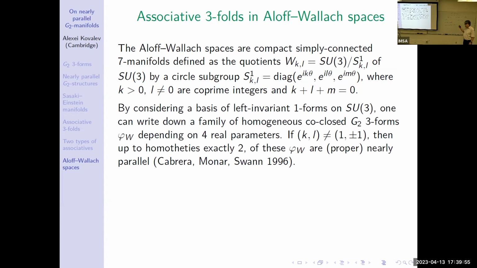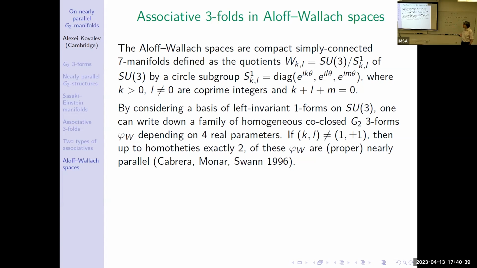Now, since it's a quotient of a Lie group SU3, we can use a basis of left-invariant one-forms. We can choose it in such a way that one of the basis elements corresponds to a one-dimensional subgroup, a basis adapted to the subgroup by which we take the quotient. Then in the quotient space there will be several independent forms left, and we can use them to write down explicitly a family of closed G2 three-forms depending on four real parameters. I don't write a particular expression here, but it's written down in the preprint.